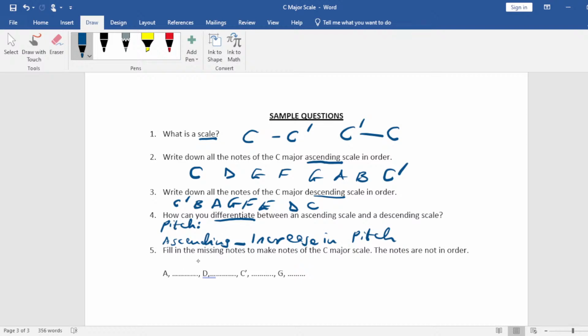Fill in the missing notes to make the C major scale. The notes are not in order. Okay. So we have A, D, high C, and G. So it needs to start with or end with a C. Then we are also missing an F. No specific order. We are missing an E. Then we are missing a B. So those are some of the sample questions which you can be asked when handling questions concerning the C major scale.